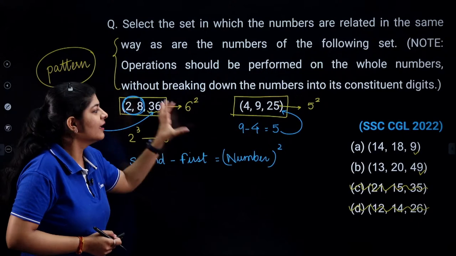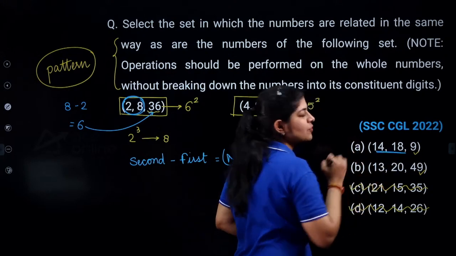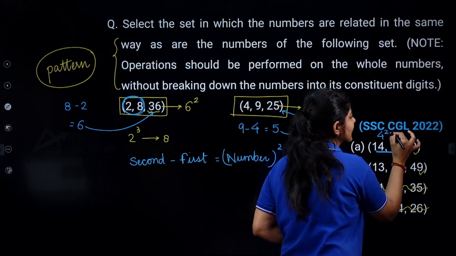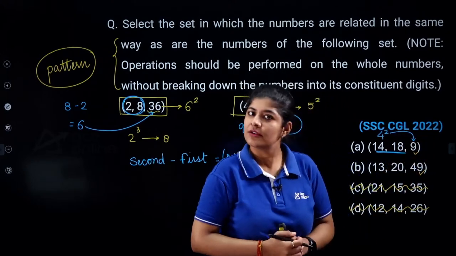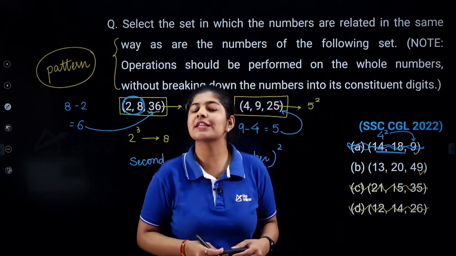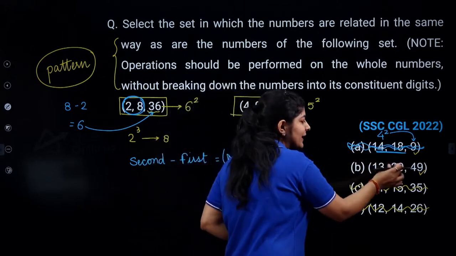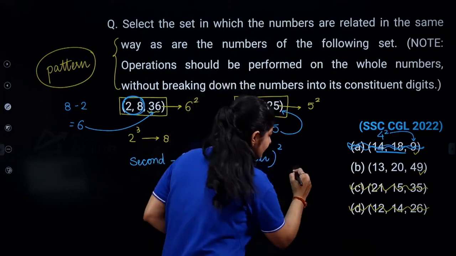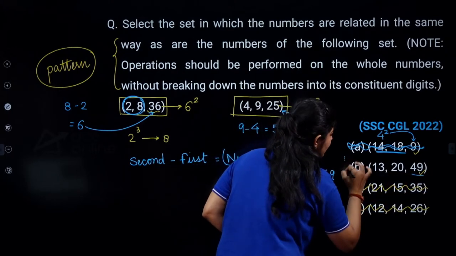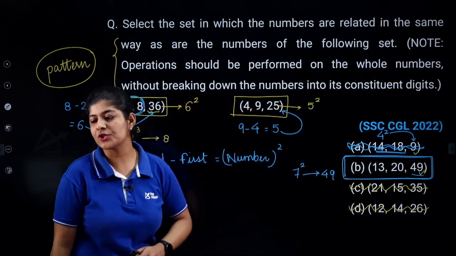Now we need to check the same logic with this particular option. What is the difference between these two numbers? 18 minus 14, that is 4. And what is the square of 4? That is 16. Here we have 9. So we simply eliminate this option. Now we have 4 options and 3 options are eliminated. Now we have to check this one. 20 minus 13, that is 7. And the square of 7 is nothing but 49, which is given over here. So the correct answer over here is option number B.